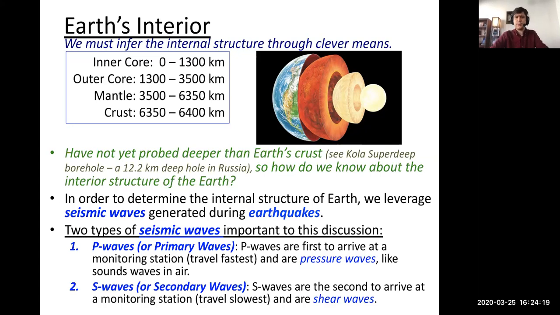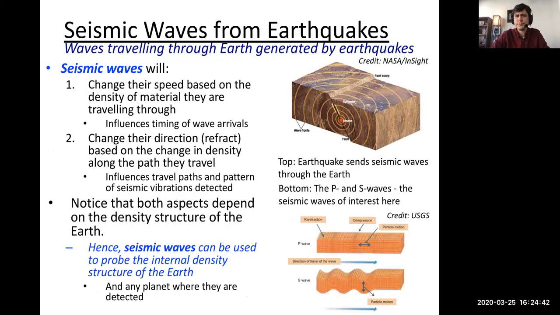Then we have our S waves, or our secondary waves. The S is for secondary wave, and the S is also for the type of wave it is, a shear wave. These are the second to arrive at the monitoring station. They travel the slowest of the seismic waves. So we're already seeing that there is some information encoded in how fast these things are traveling. Let's look at these in a little bit of detail.